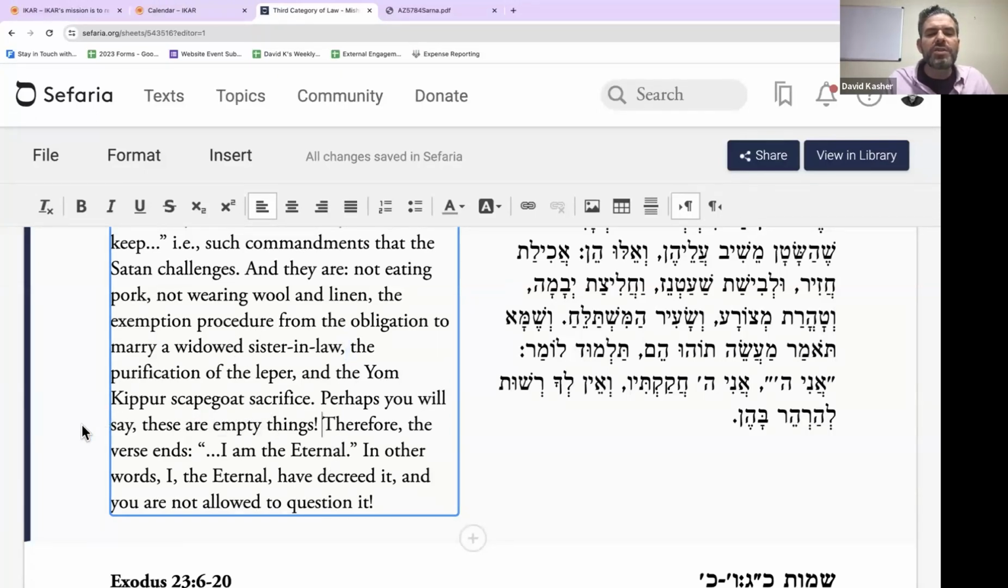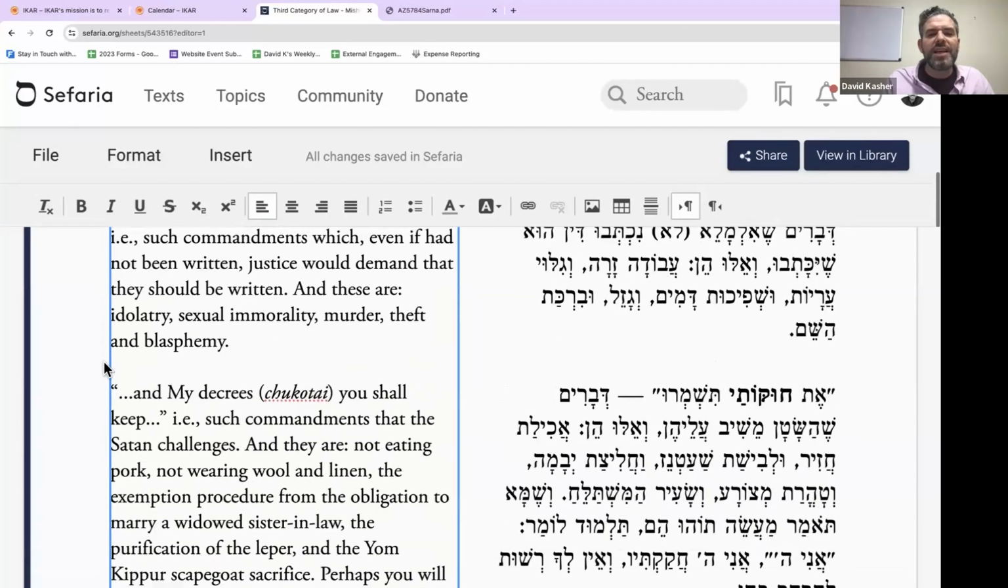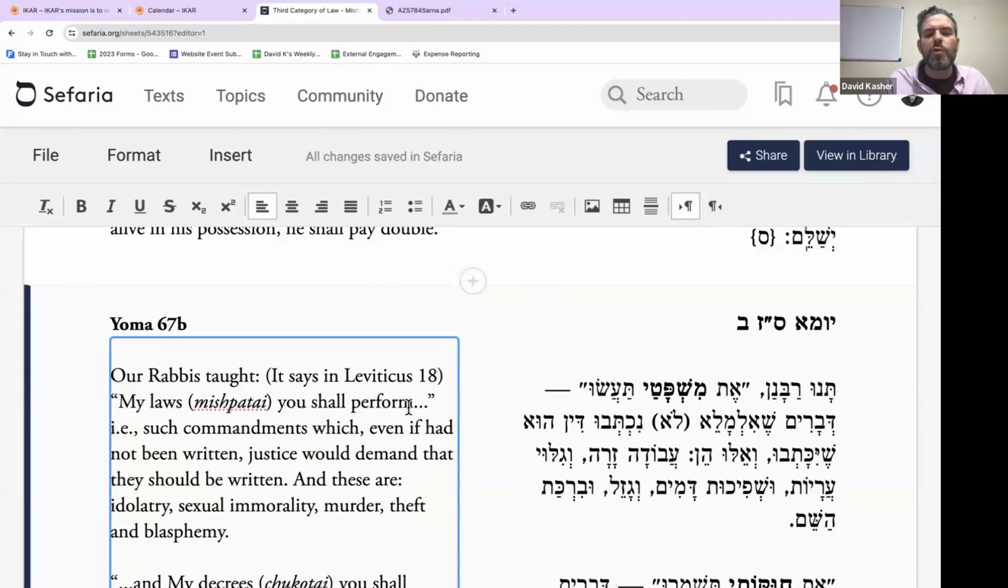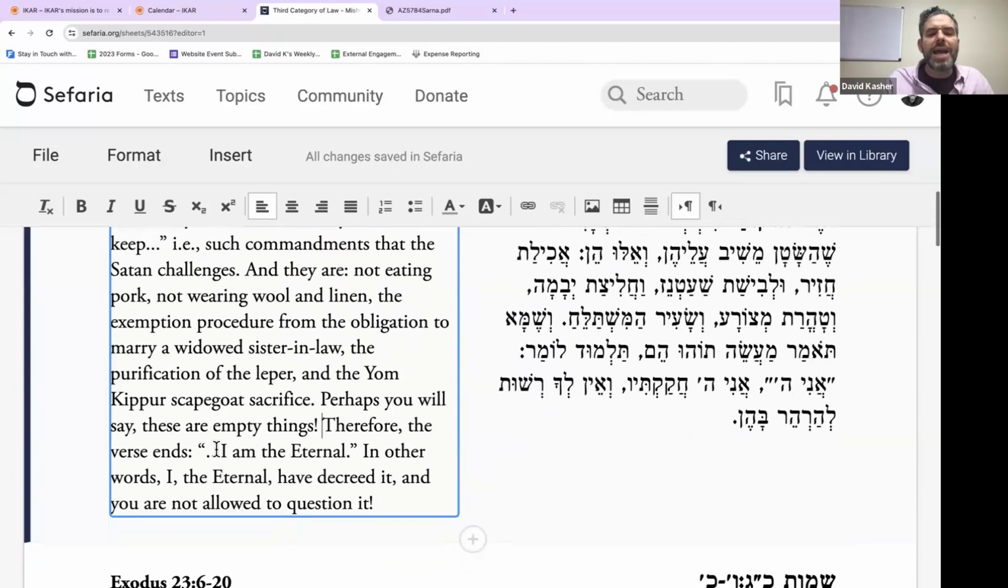So perhaps you will say these things are empty things. Perhaps you will say this means nothing. Therefore, the verse ends. And here, just for those who are following the text, the verse says: my laws shall you perform, my decrees you shall keep, I am the Eternal. That's the end of the verse, as if to say, I know that the second part, the chukim, are not so obvious, but I, the Eternal, have decreed it, and you're not allowed to question it.